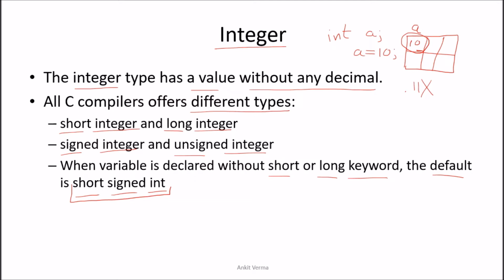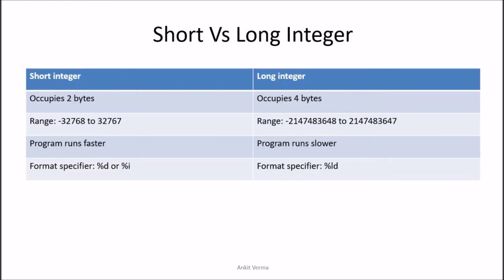Now short, whenever you want to store less memory, then short is there. If you want to consume more memory, long is there. More memory means you can store large values. Short memory means you can store smaller integer values. Signed means positive and negative both values can come. Unsigned, only positive values will come. So this is the difference. Now we are going into the detail of this. So we are now understanding short versus long integer.